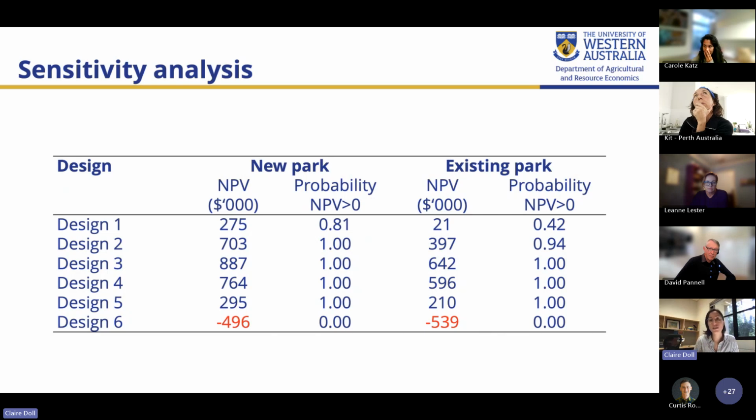And what's interesting here is that the results are quite robust. For the most part, even when we're looking at a wide range of different assumptions, we can see that the NPV is almost always going to be greater than 0.